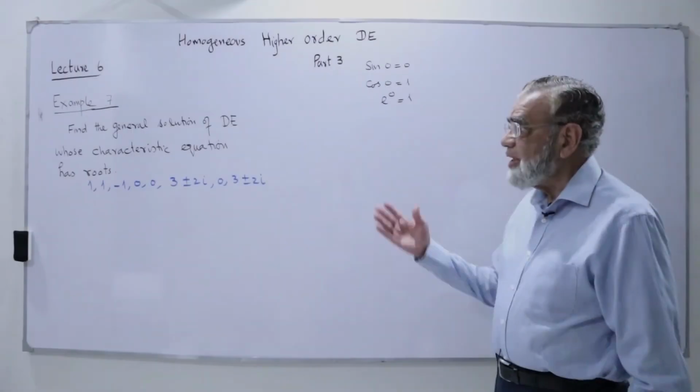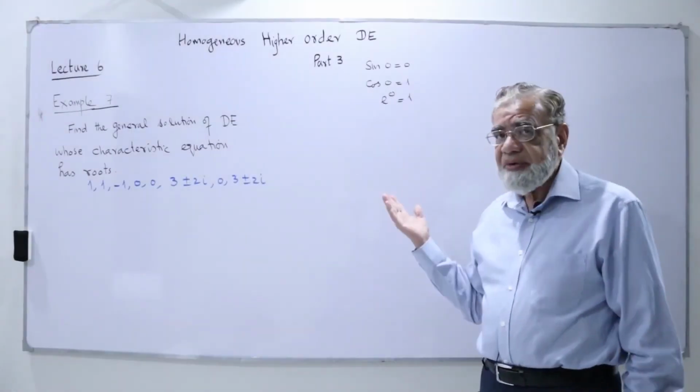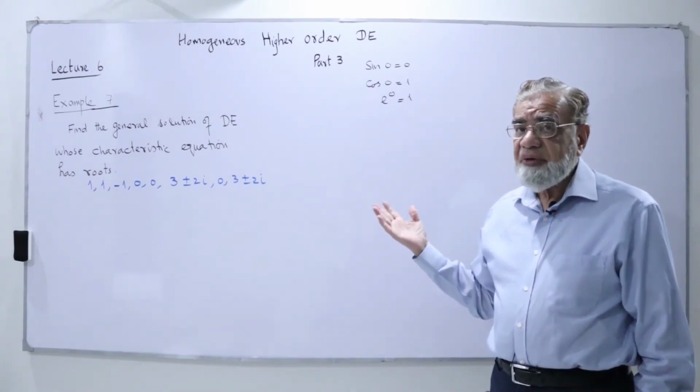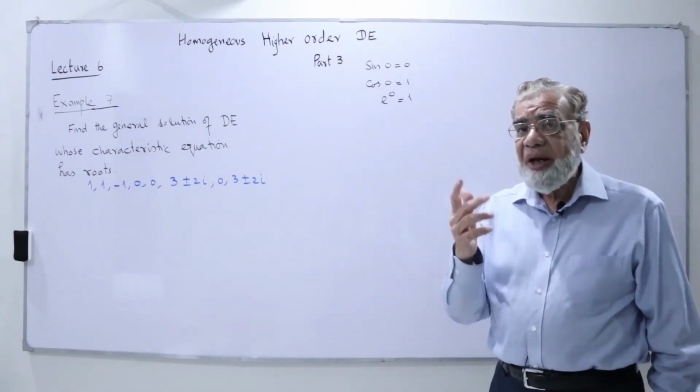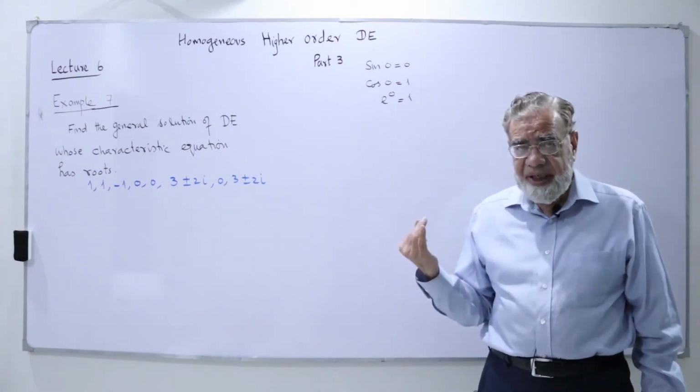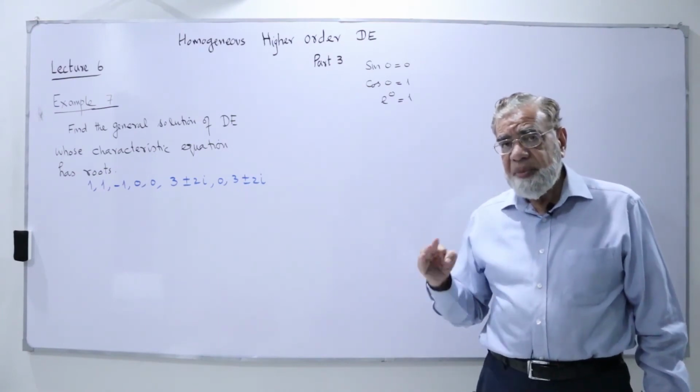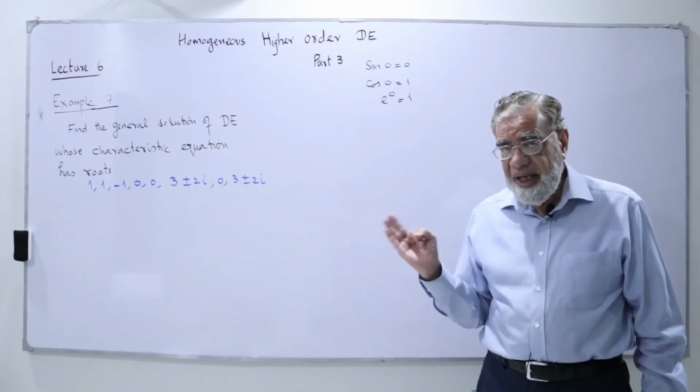I'm going to give you one more example, and this example is different from that one. Here we are given the roots of the characteristic equation and we want to find the general solution. We have to take care of these basic ideas. When the roots are repeated, we multiply by x. So that's the idea we're having.